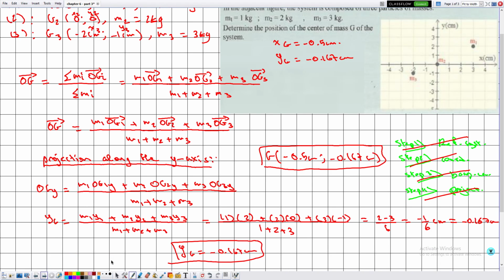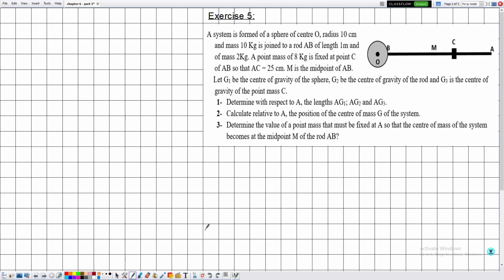Now let's move to the next exercise, which is exercise number 5. They are telling me a system is formed of a sphere of center O, radius 10 centimeters. So the sphere has a radius r equal to 10 centimeters, and mass 10 kilograms.